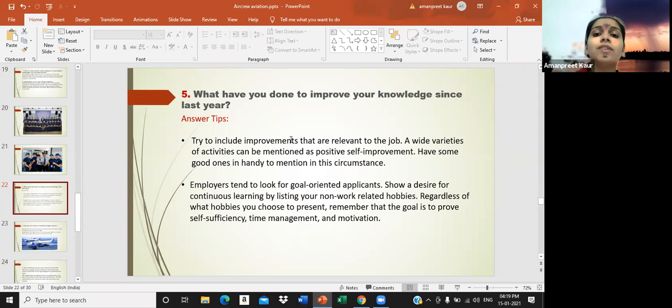Next question. What have you done to improve your knowledge since last year? The answer should try to include improvements that are relevant to the job. A wide variety of activities can be mentioned as a positive self-improvement. Have some good ones handy to mention in the circumstance. Employers tend to look for goal-oriented applicants and show a desire for continuous learning by listing your non-work related hobbies, regardless of what hobbies you choose to present. Remember that the goal is to prove self-sufficiency, time management, and motivation.